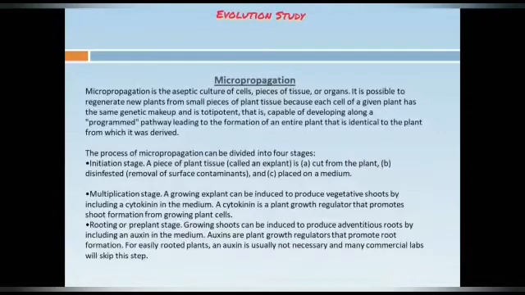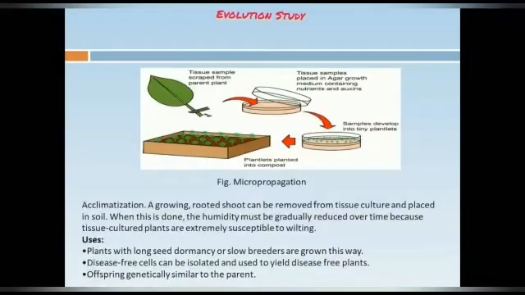Rooting or pre-plant stage. Growing shoots can be induced to produce adventitious roots by including an auxin in the medium. Auxins are the plant growth regulators that promote root formation. For easily rooted plants, an auxin is usually not necessary and many commercial labs will skip this step. Acclimatization. A growing rooted shoot can be removed from the tissue culture and placed in the soil.